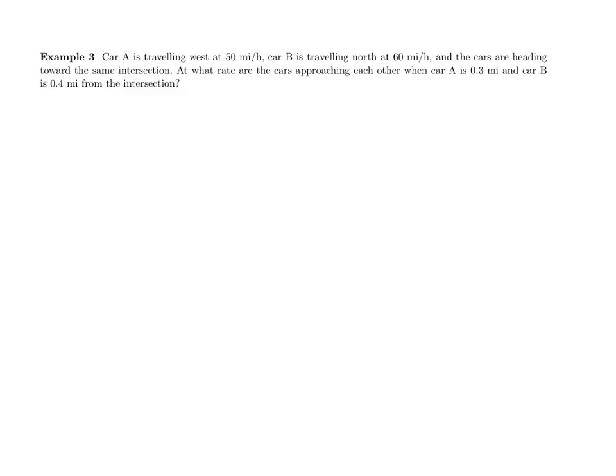In example 3, we're told car A is traveling west at 50 miles per hour, and car B is traveling north at 60 miles per hour, and the cars are headed towards the same intersection. So if I'm going to draw a picture of this, here's the intersection. Car A is moving towards the west, and car B is traveling north, and they're going towards the same spot. So here we got car A, and here we have car B. One's going this way, the other's going this way.